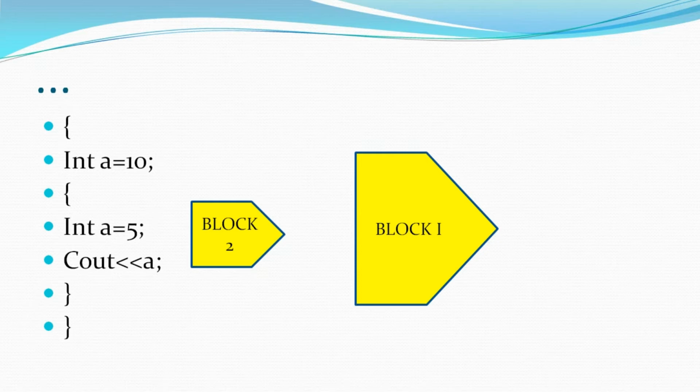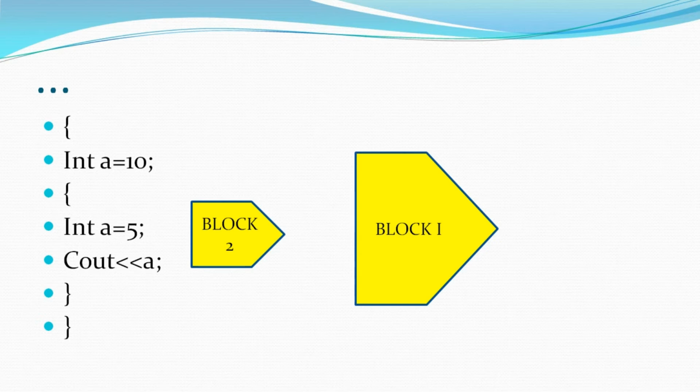Here block 2 is nested in block 1. What does that mean? cout will print the value of a, and a is equal to 5 in this block. So here we can see the validity of a is limited to this second block only. So the cout function will only print the value 5. It will never print the value 10.